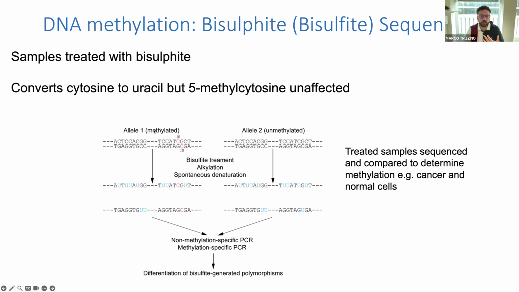So once again, you convert the Cs into Us with bisulfite, but the cytosines that are methylated will not be able to be converted. And so the reads coming from these are going to be the only ones that are going to be mapped to the genome. And so this allows you to profile where DNA methylation is.